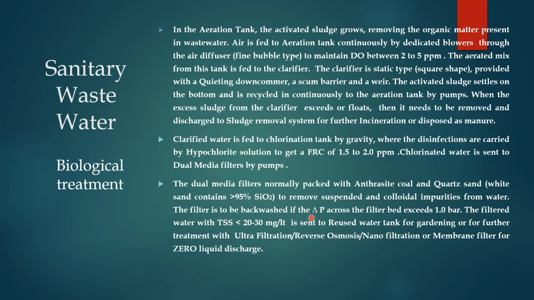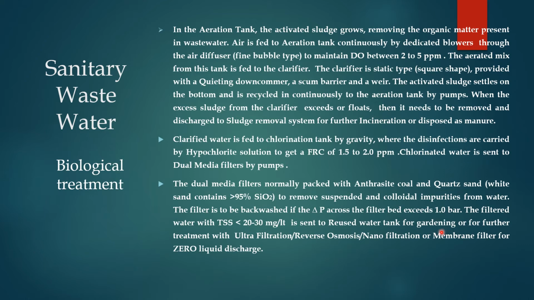The filter is to be backwashed if the delta P across the bed is more than 1 bar, or once in a shift. The filtered water has less than 20 to 30 milligram per liter, reduced from 300 milligram oxygen per liter, at the outlet of the dual media filter, and is sent to the reuse water tank.